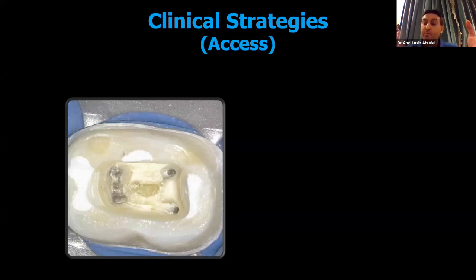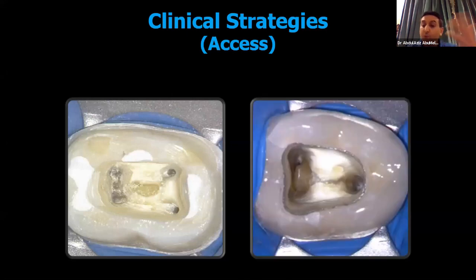This is a crown after it's removed, okay? You have a thickness of 2 to 3 millimeters of dentin all around. The thickness and the strength of this tooth is more than enough. The problem is when we have a crown. Now, the ideal is to remove any crown if you're going to do a retreatment or to go through it.